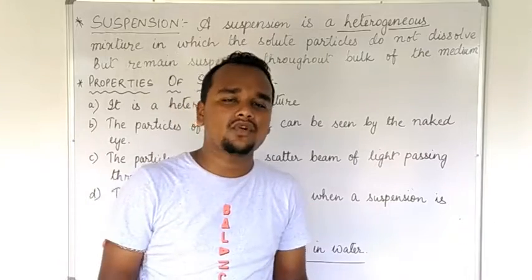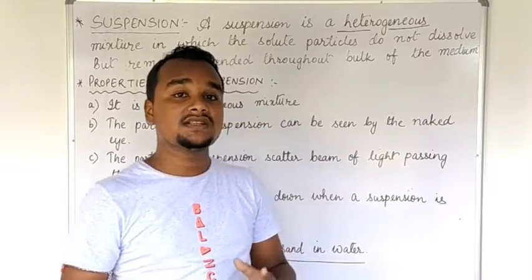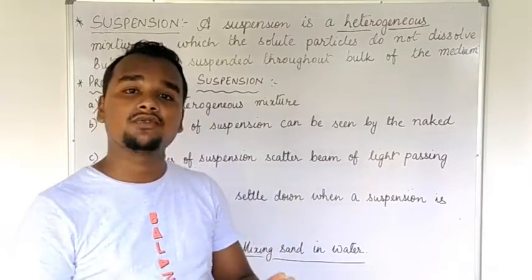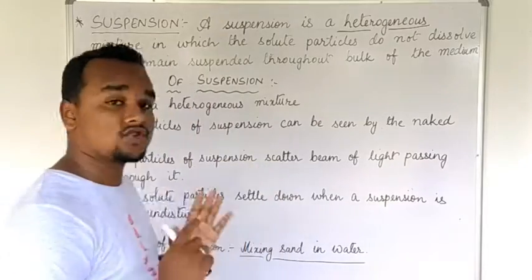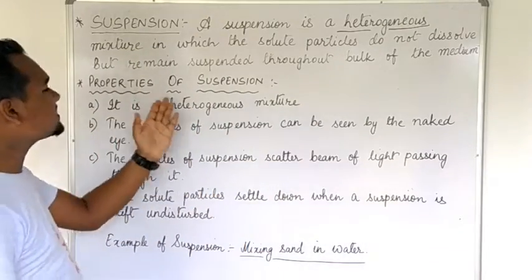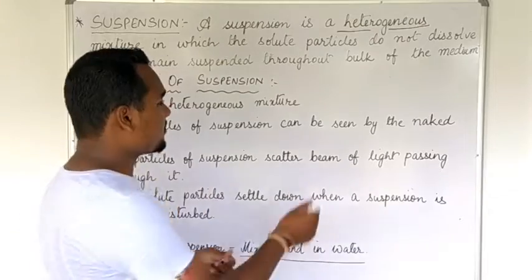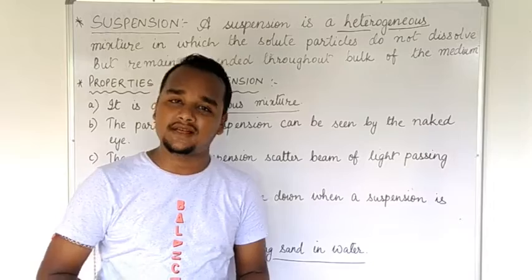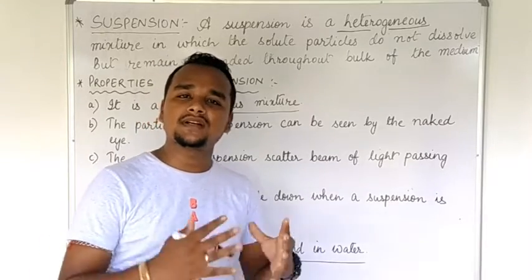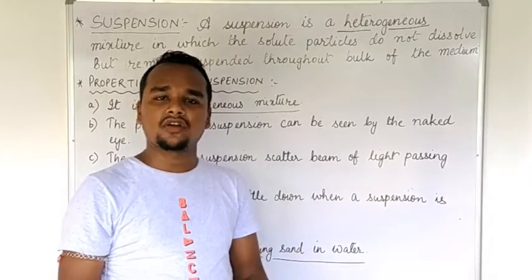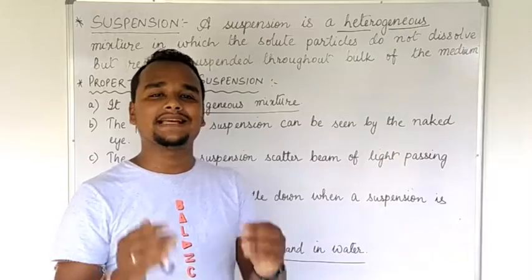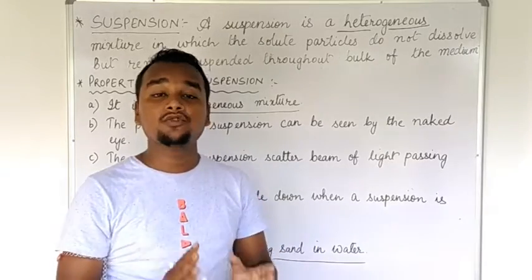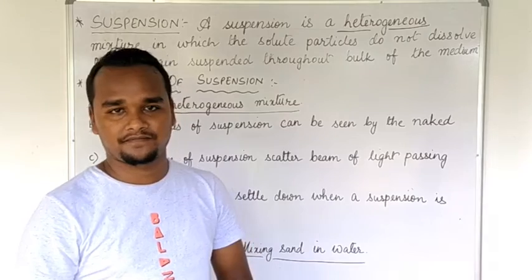So what have we come to know about suspension now? The suspension is a heterogeneous mixture. So that will be its first property. I hope you have understood it. Again and again I am saying, if the solid particles dissolve in a solvent, then you cannot categorize it as a suspension. It will be termed a solution.